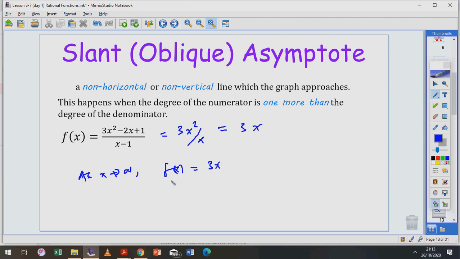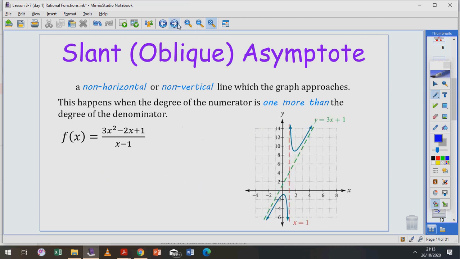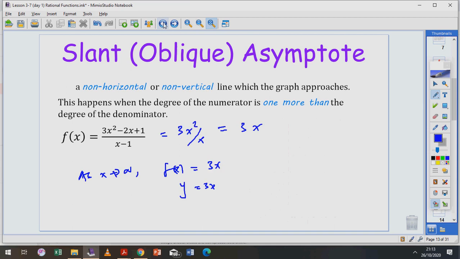This tells me that y is equal to 3x is my slant asymptote. What that looks like on a graph is this. So this is your slant asymptote, y is equal to 3x. Wait, is it 3x plus 1 or 3x?